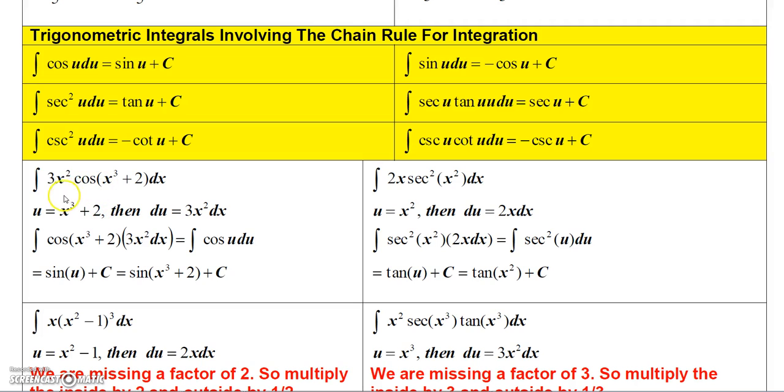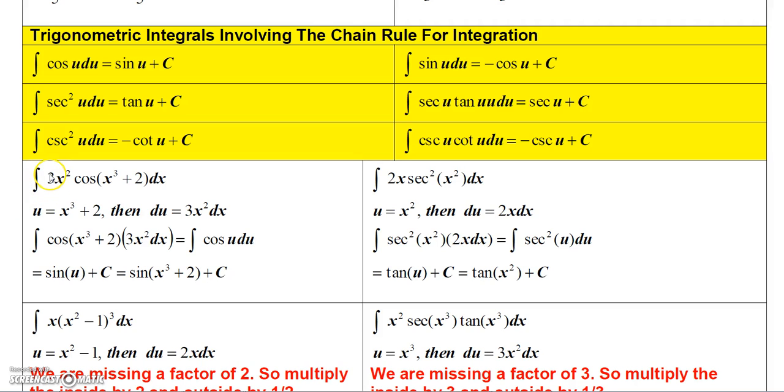Now, let me just tell you one thing. Suppose this 3 wasn't here. Okay? Well, I could multiply the inside of this by 3 as long as I multiplied the outside by 1/3. So you can always multiply the inside of an integral by a number as long as you multiply the outside by its reciprocal.